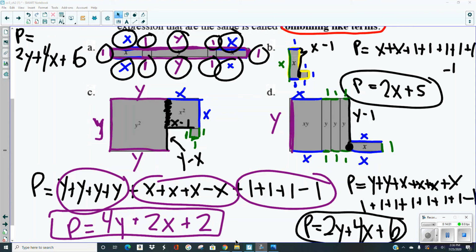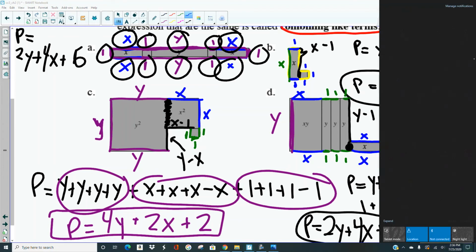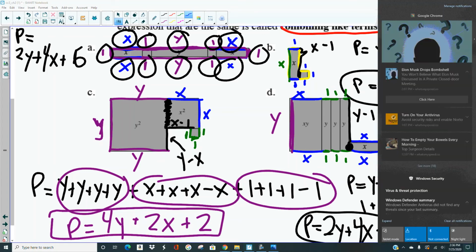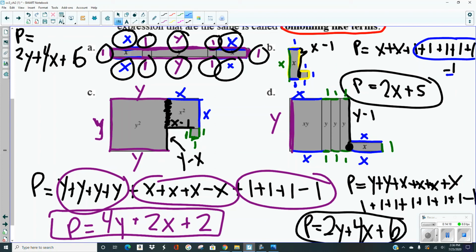Okay, before moving on, we're going to go back to B and correct the error. Hopefully you were able to identify it. But here I have 1, 2, 3, 4, 5. So I have 5 1 tiles minus the 1. So it actually ends up being plus 4.